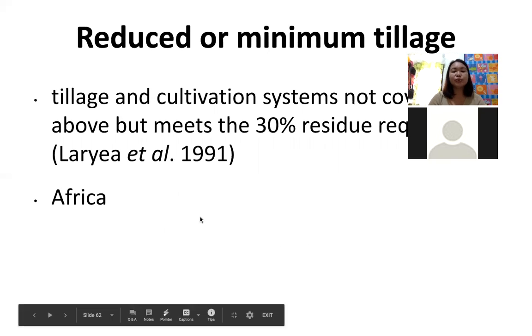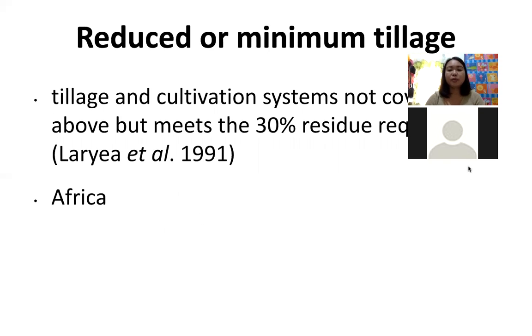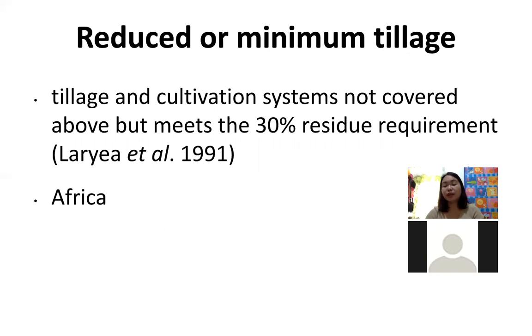And lastly, the reduced or the minimum tillage. So although halos, if halos synonymous lang lahat ng pangalan, but each has different qualities. For reduced or minimum tillage, the tillage and cultivation system not covered above but means the 30% residue requirement. So this has been done in Africa.